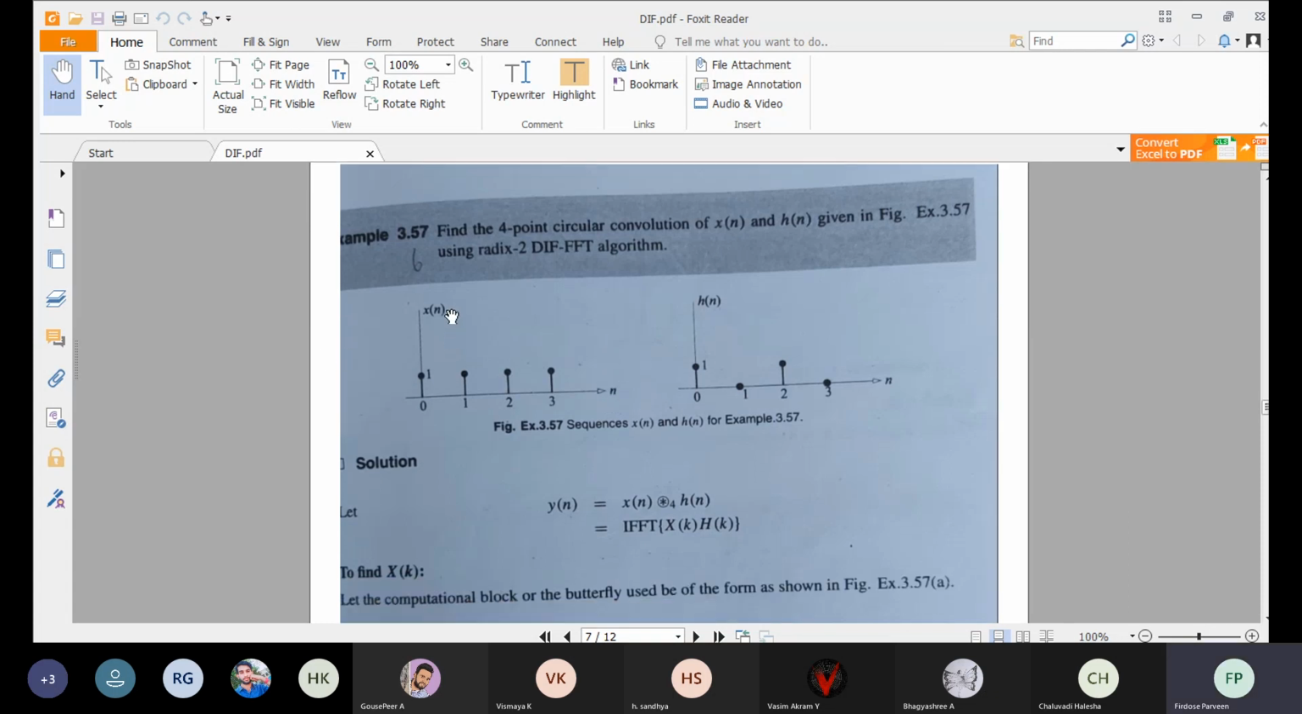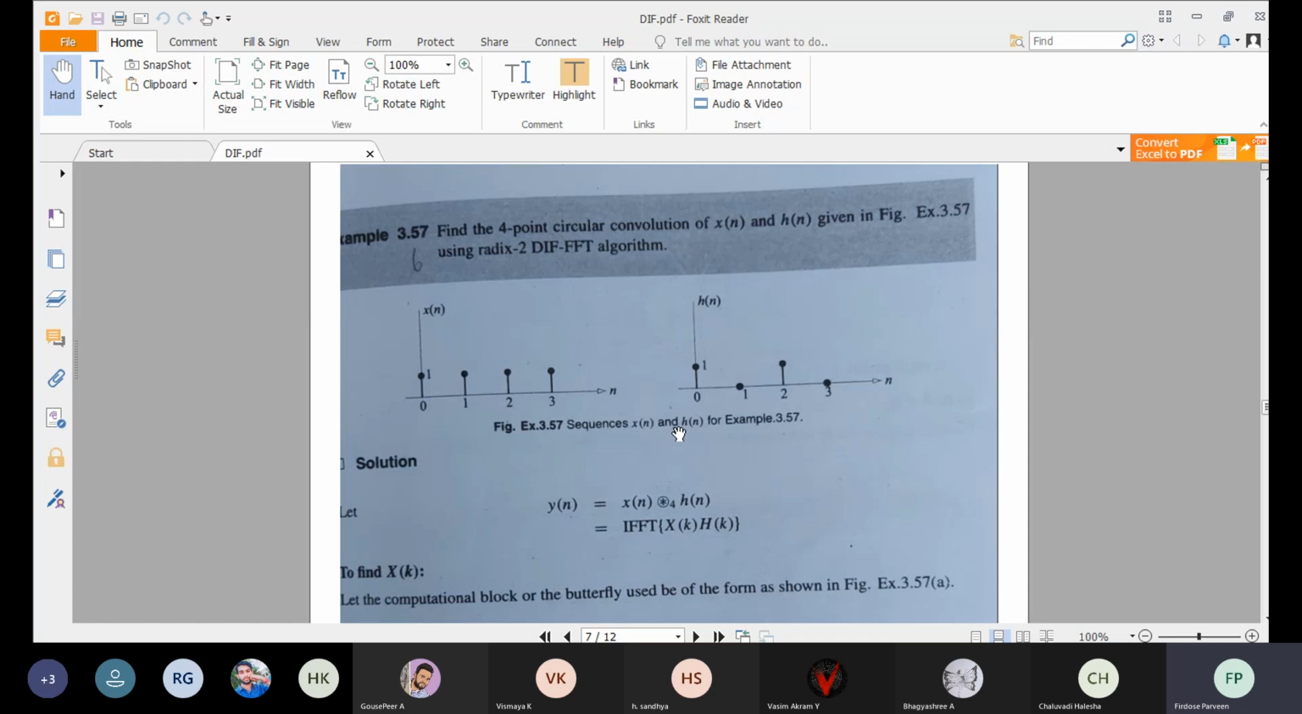So what is x of n? What is the sequence given? It is 1, 1, 1, 1. So at n is equal to 0, it is 1. At n is equal to 1, it is 1. At n is equal to 2, it is 1. At n is equal to 3, it is 1. So x of n will be equal to 1, 1, 1, 1.